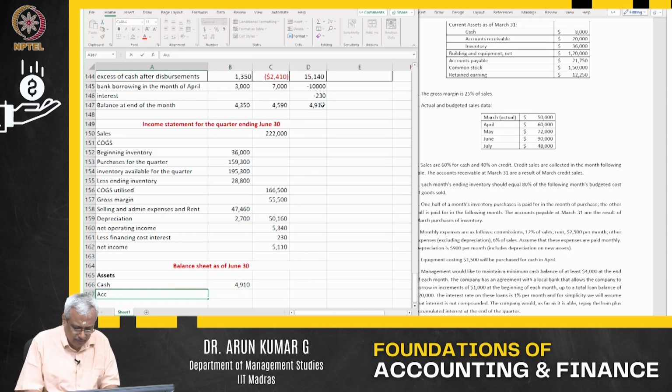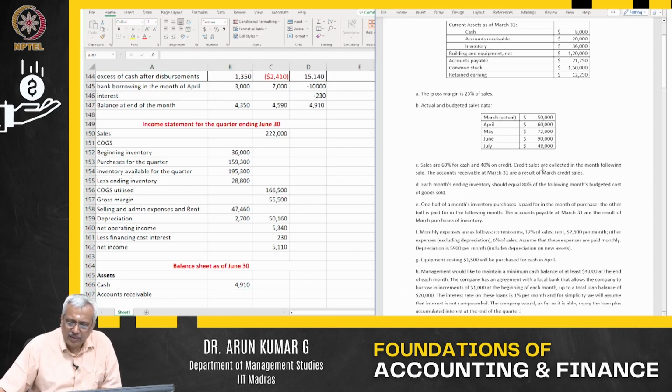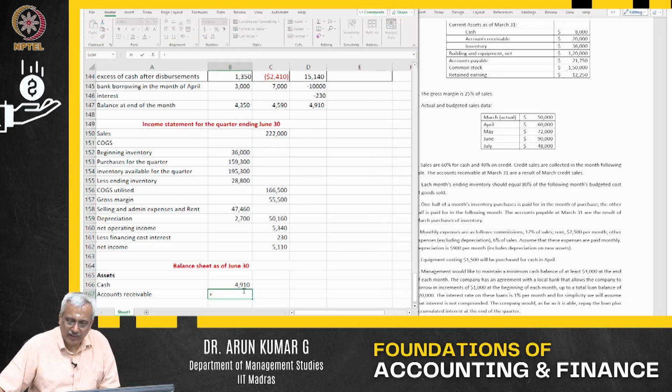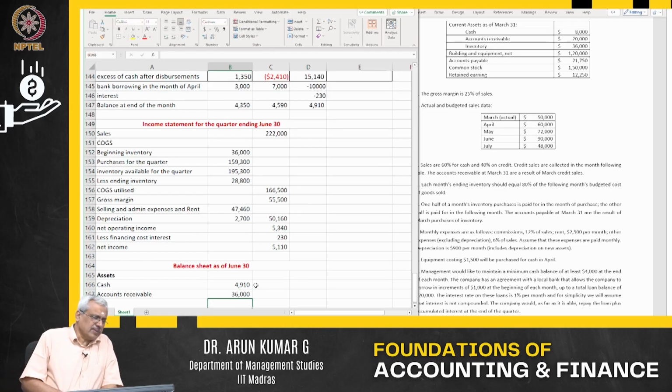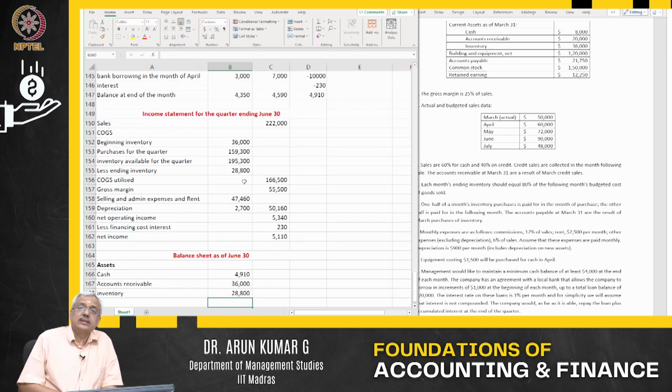What is the accounts receivable? It says that 40% are credit sales, and credit sales are collected in the following month of purchase. So whatever is the month sales of June, 40% of it is my credit sale out there. Next, what is my inventory? Inventory, we just looked at ending inventory right here. This is my ending inventory.